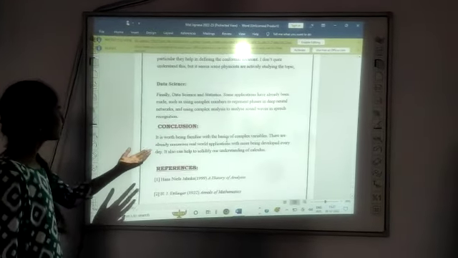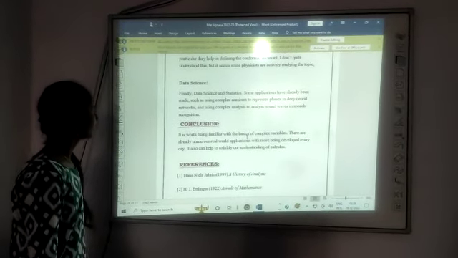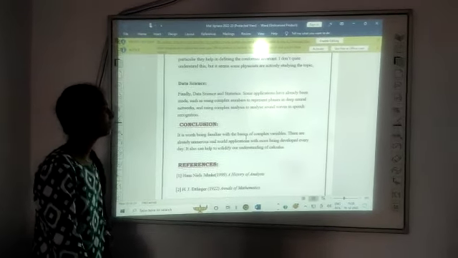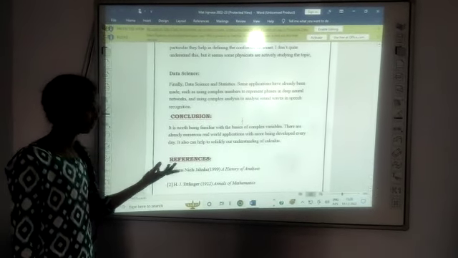Now we are coming to the conclusion. It is worth being familiar with the basics of complex variables. There are already numerous real-world applications, with more being developed every day. It can also help to improve our understanding of modulus.